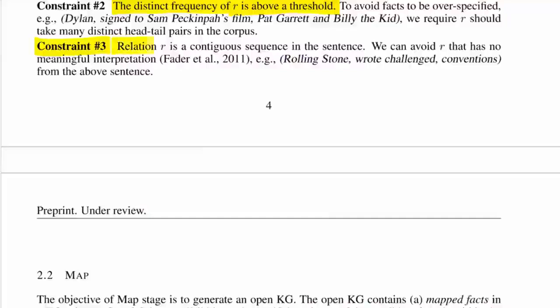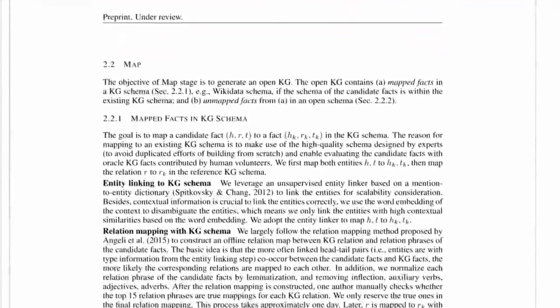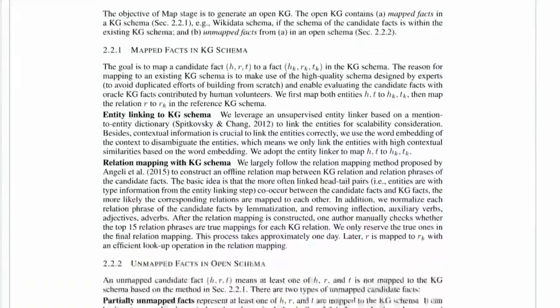And constraint number 3, relation R is a contiguous sequence in the sentence. Okay, so they have an example here from the same sentence, Rolling Stone wrote challenged conventions, which the language model would like to extract, because in the context of that sentence these words jump to each other in the attention matrix because you can predict them from each other very well. But they say this must be a contiguous sequence. So what I said before, I said this could happen. With this constraint, they exclude it.